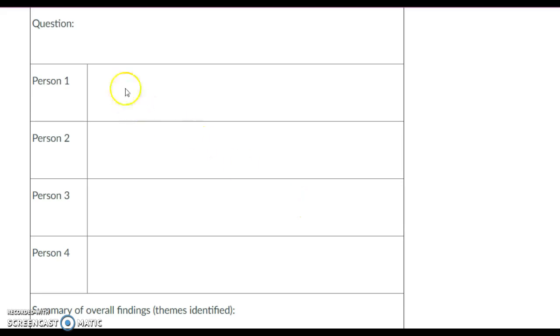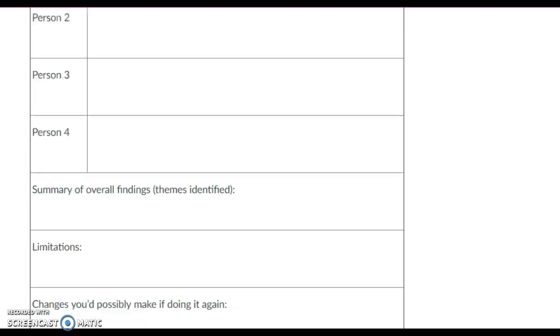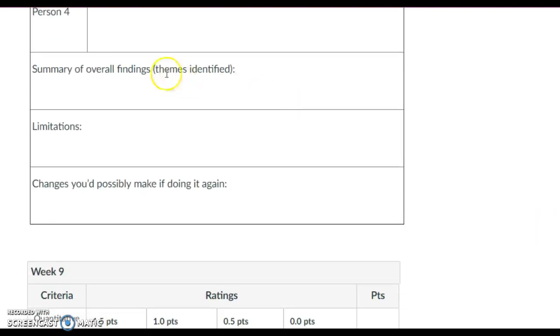As each person is telling you about their favorite vacation, you're going to look for themes as to why that was their favorite. Was it based on location? Was it based on temperature? Was it based on family togetherness? Was it based on exciting outdoor activities? You're going to see what theme you tend to find over and over throughout the responses. So make sure you tell what themes emerged. Again, any limitations, and then any changes you would make.